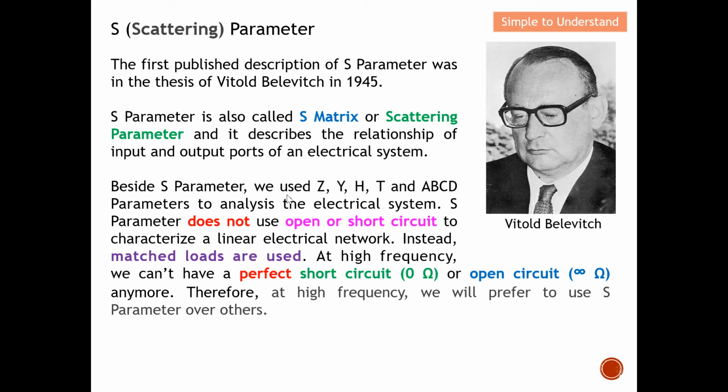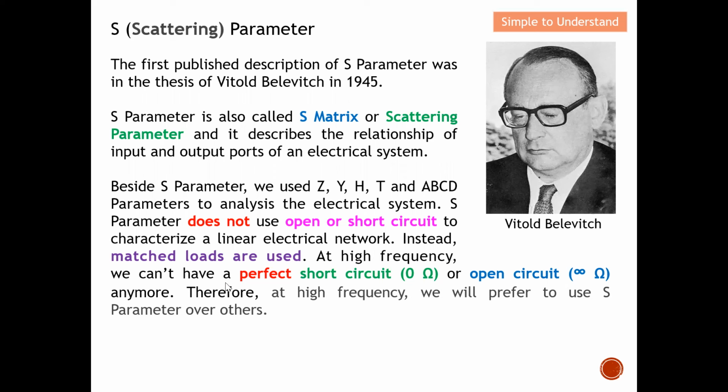Besides S parameters, we also frequently use the Z, which is the impedance, Y admittance, which I have described to you guys, and we also have H, T, and also A, B, C, D parameters. Basically, all these parameters can be used to analyze the electrical system. However, one of the attractiveness of S parameters is they don't really use open or short circuit to describe an electrical network. Instead, a matched load will be used, for example, a matched load like 50 ohm, to replace the open or short circuit.